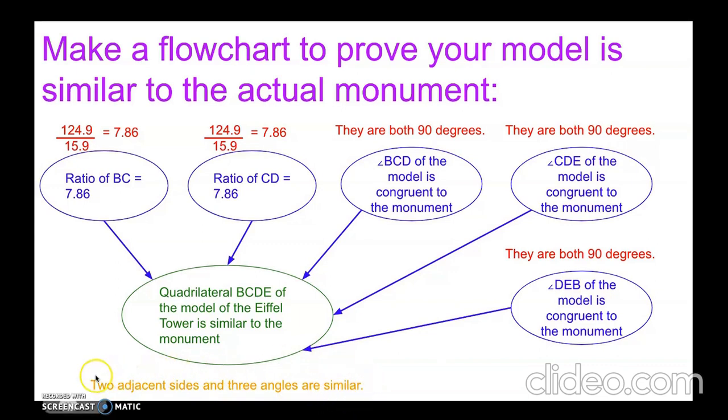So this should be something new. Two adjacent sides and three angles. If you can prove that those are similar, you can prove that the shapes are similar. And similarly, if you can prove that two adjacent sides and three angles are congruent, then you can prove that the two quadrilaterals are congruent to one another.